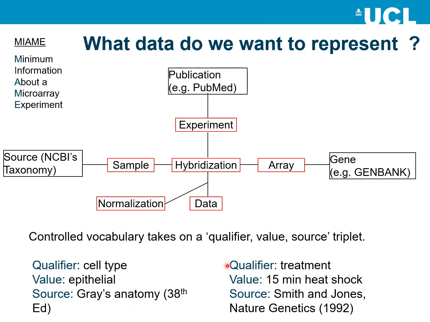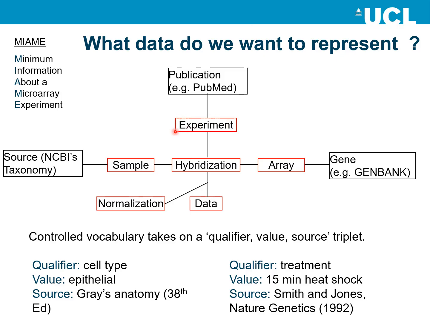Similarly, the qualifier might be a treatment that you apply to a sample. The value might be 15 minutes heat shock, which is a type of treatment, and the source might actually be a publication, for instance this one from Nature Genetics. So the experiment allows a more controlled vocabulary description.